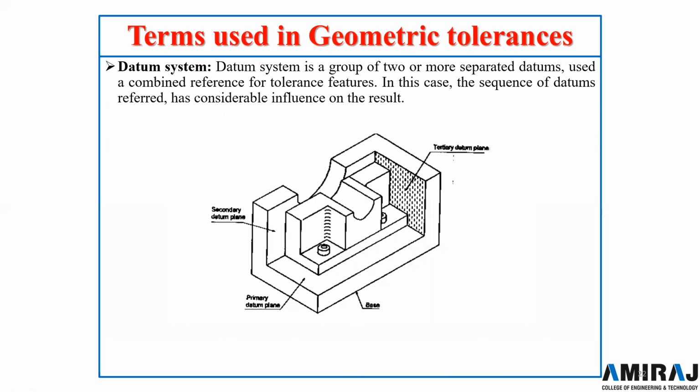Now the datum system. A datum system is a group of two or more separate datums used as a combined reference for a tolerance feature. In this case, the sequence of datums referred to has considerable influence on the result. Here you can see the primary datum plane over here. Then there is one secondary datum plane and a tertiary datum plane. And this one is the base and this is our component.